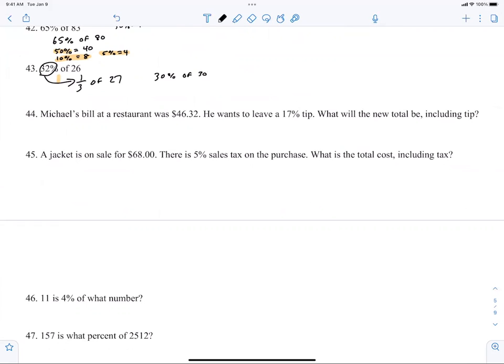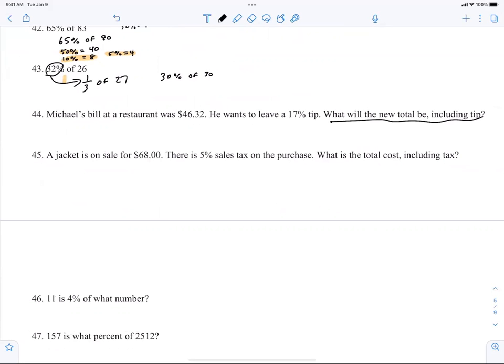Somebody tell me the quickest way to get the total bill. What would I do, Mikey? Including the tip. Yep, including the tip. What will the new total be including the tip?